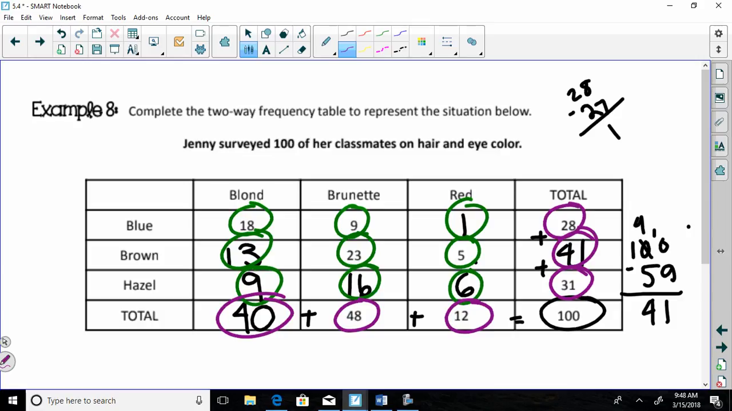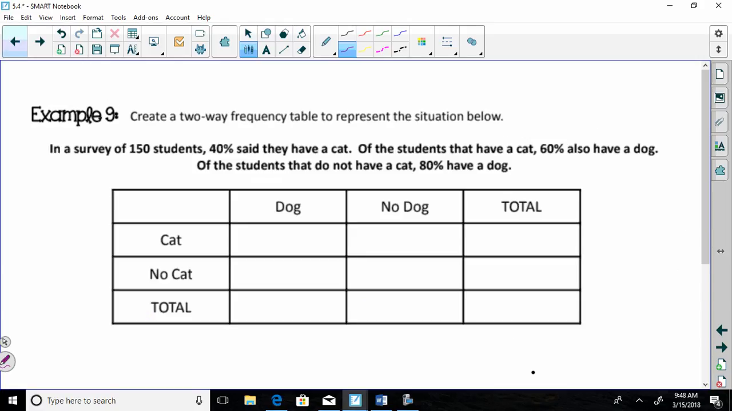Does that make sense? Cool. Okay. The other way it may look is like the next one. So example 9. Does everyone have this down? Okay. So example 9, they are giving you what percentage of each student had a cat or a dog. So it says in the survey of 150 students.